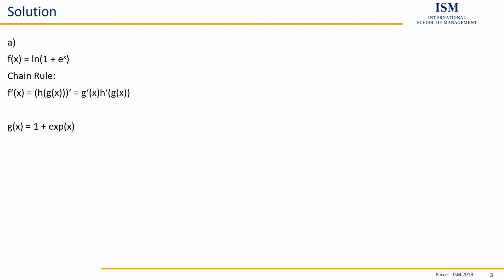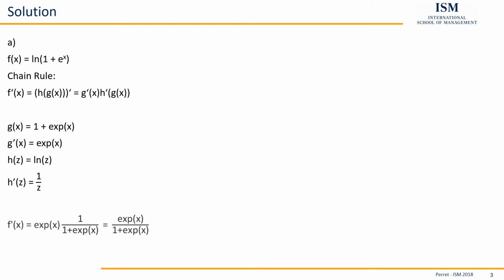So 1 derived for x is 0, and the exponential function derived for x is again the exponential function. So this results in exp of x. Then we have the outer function, that's here the logarithm, and the logarithm derived is 1 divided by z. Now we can plug the different parts together for our result: we start with the derivative of g times the derivative of h, and instead of the z, we replace again the g. So we have exp of x times 1 divided by 1 plus exp of x, which taken together reads as the exponential function of x divided by 1 plus the exponential function. This already concludes the first part of this exercise.